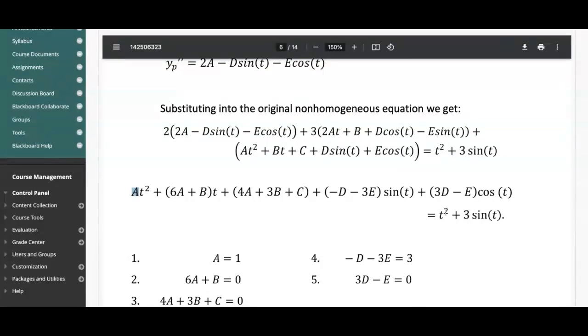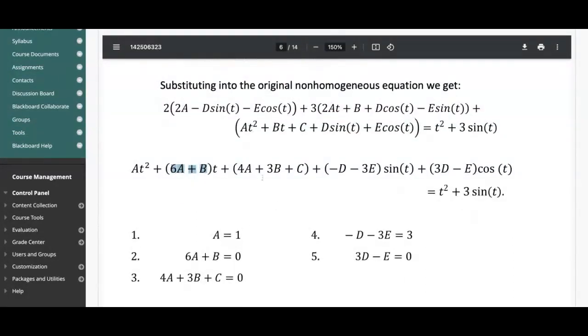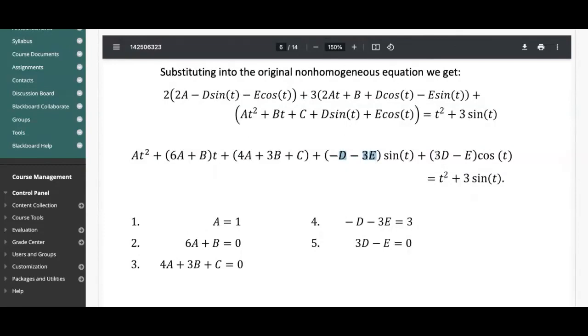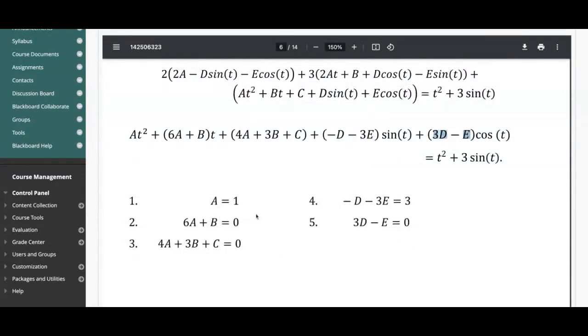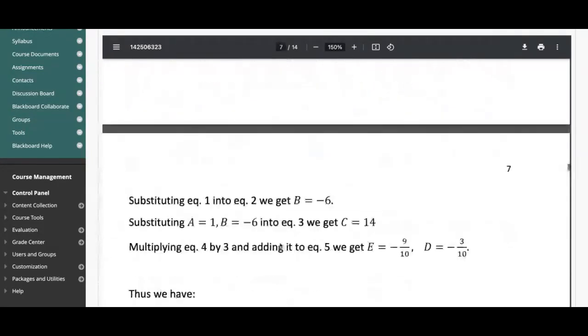So we say A equals 1, because the coefficient of t squared equals 1 on the right-hand side. And for the t term, there's no t term on the right-hand side. That means 6a plus b equals 0. Then no constant term. That means this constant equals 0. For sine, that's 3. That means negative d minus 3e is 3. There's no cosine. That means 3d minus e is 0. So we did get 5 equations and the 5 variables. So we can solve for the 5 variables.